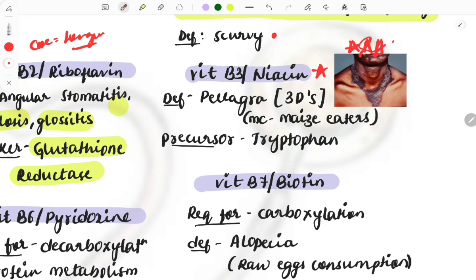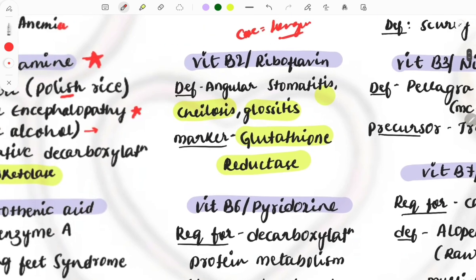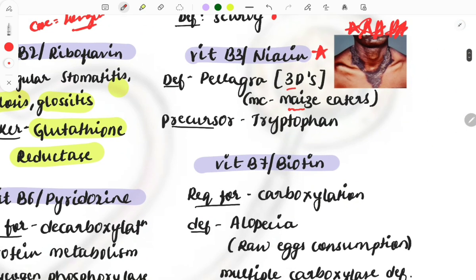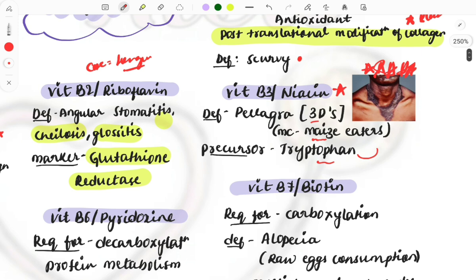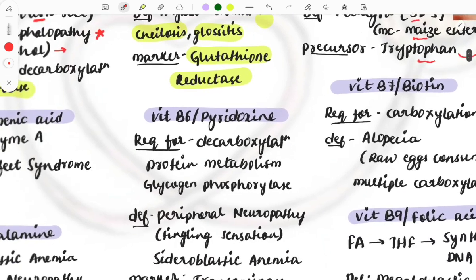I used to give it 5 stars because you just cannot miss it. And like this image, this image is asked in all the exams. B3 deficiency causes pellagra, 3Ds, diarrhea, dermatitis, dementia, and if not treated properly, then death of the patient. Most common in maize eaters. See, polished rice, B1, maize, B3. Then precursor is the tryptophan, that is tryptophan will be helping in the formation of the niacin. So this is also a must do topic.